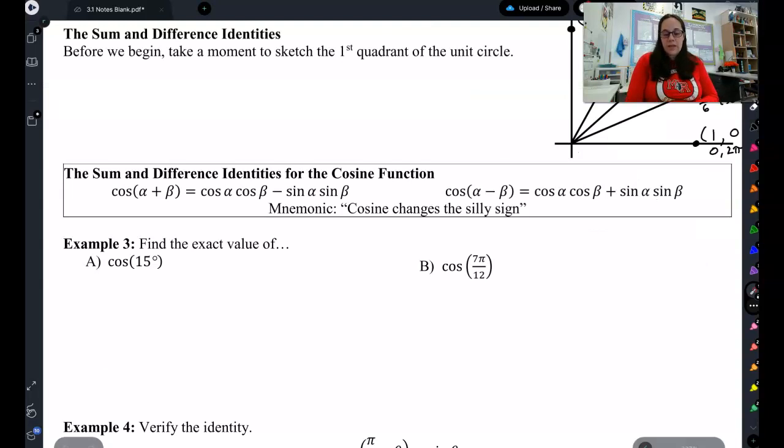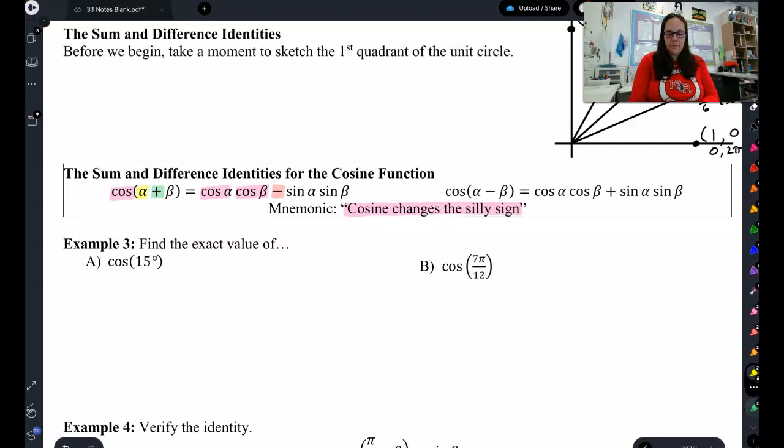So with that done, let's take a look at the next identity that we need to memorize. This is called the sum and difference identity for the cosine function. Now, we have a little memory trick to help us remember this. It is cosine changes the silly sign. So if we have cosine of one angle plus another angle, we do cosine of that angle, cosine of that angle. We change it to minus instead of plus.